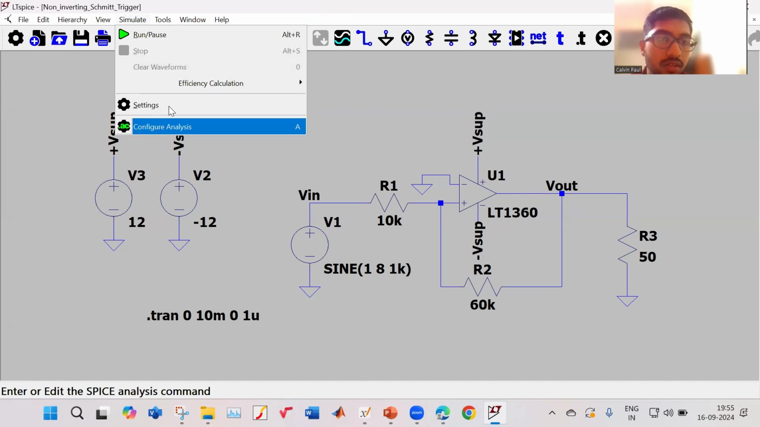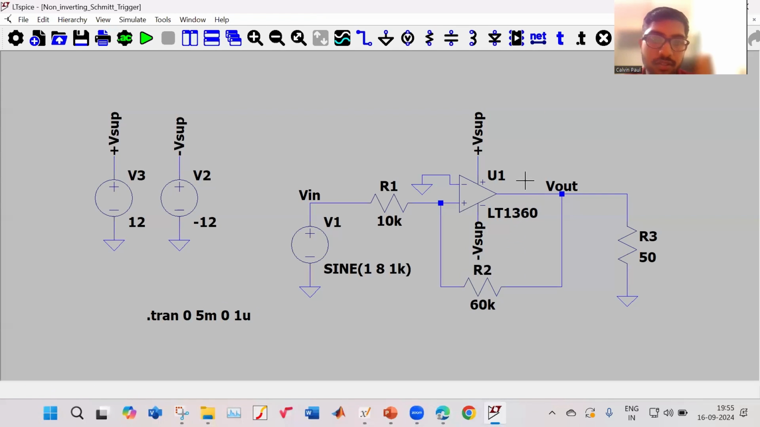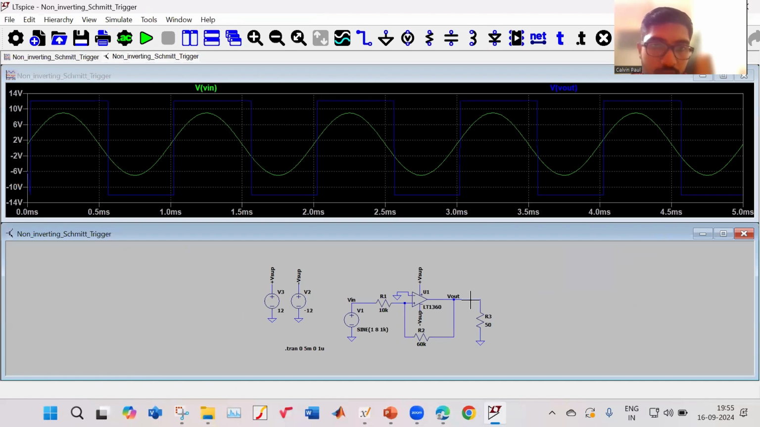Let me make it 5 milliseconds. Let me run it now. This is my input and this is my output. If you see, at 2 volt it is changing: at 2 volt it becomes plus V supply, and at minus 2 volt it becomes minus V supply. So you're able to get the wave. Now you have converted a sine wave into a digital wave with the same frequency.